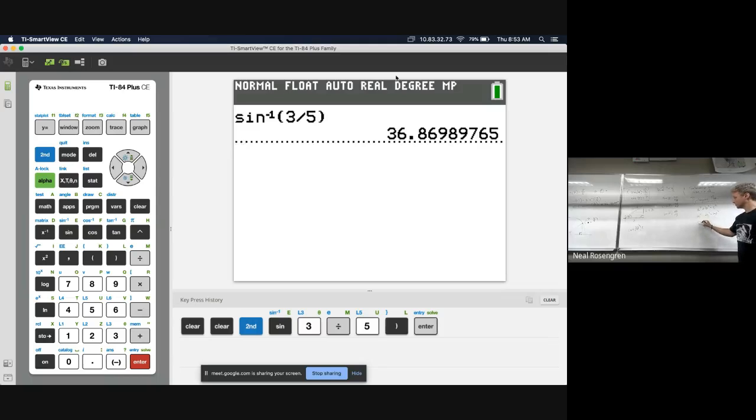Okay, 3 squared plus, I'm not sure what that length is, some leg, b squared, is equal to 5 squared. So 9 plus something squared equals 25. Subtract 9 on both sides. If the length squared is 16, then the actual length is just the square root of that, which is 4.